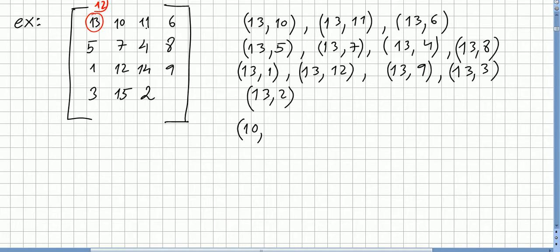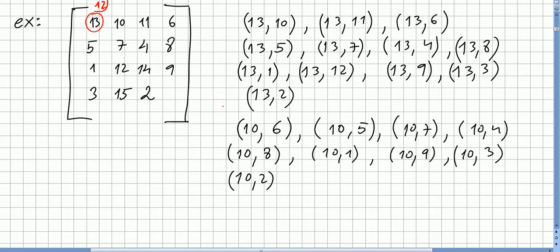So 11 is at the right hand but is bigger, so we pick 6, right? So this is 1. Then 5 is another, right? So 10, 6, 10, 5, 10, 7, right? 10, 4, 10, 8, 10, 1, 10, 9, 10, 3, 10, 2. So all these are the inversions of 10.